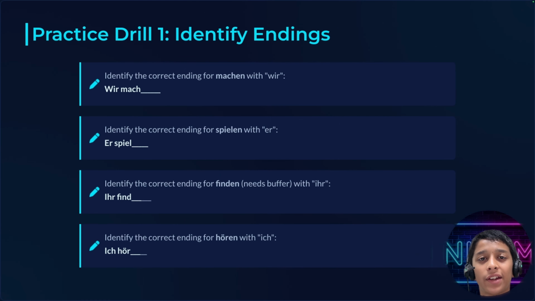Let us apply what we have covered. First, let's identify the correct ending for machen with wir. But before that, I will give you 20 seconds to do all the 5 questions, and then we will meet.